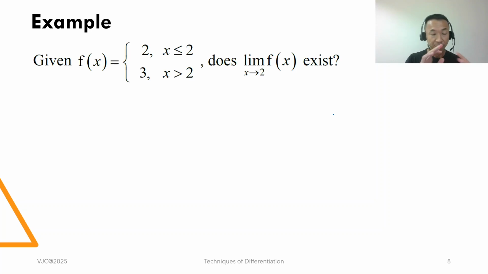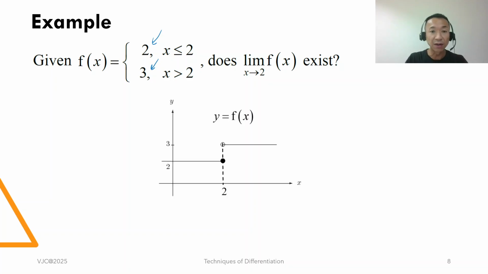So you will be familiar with this kind of definition, where it's a piecewise function where f(x) is 2 when x is less than or equal to 2, and x is actually 3 when x is greater than 2. Does the limit as x approaches 2 exist?